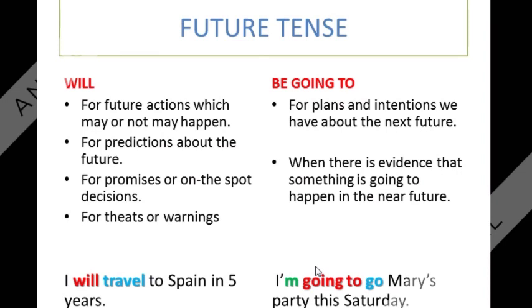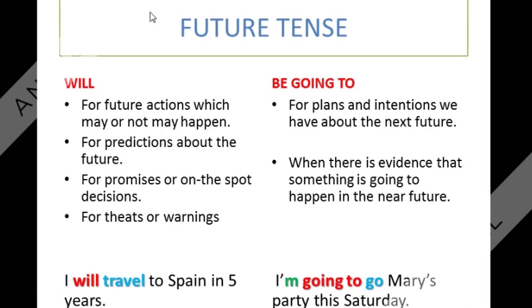Now to talk about the future tense, that was our grammar topic. I have here some review for you. So we have the use. Alright, so we have two ways to talk about the future. We have will or we have be going to. So those have differences in the usage.